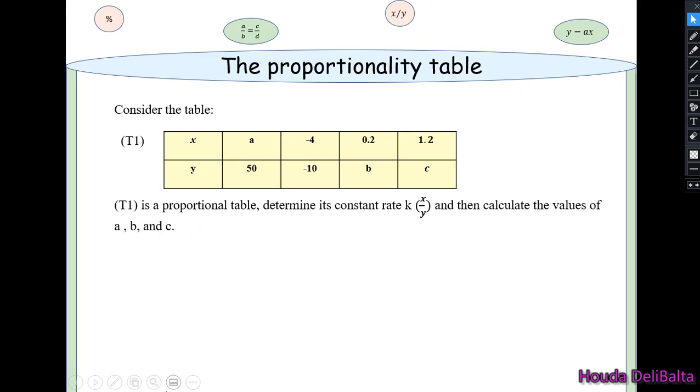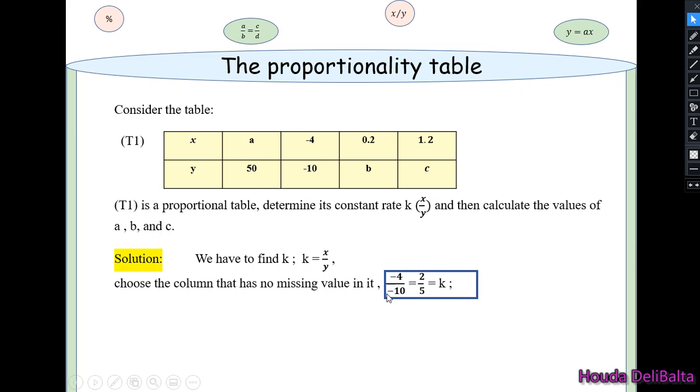So the table here is given that it is proportional. I don't have to check if it is proportional or not because I have missing values, so I can't know. It is given proportional and I'm going to find its constant rate k and then to find a, b, and c. How do we find the constant rate? Can I find it by dividing a by 50 or by 0.2 by b or 1.2 by c? No, of course. To find k, I'm going to search for a column that has no missing values. So I choose minus 4 and minus 10.